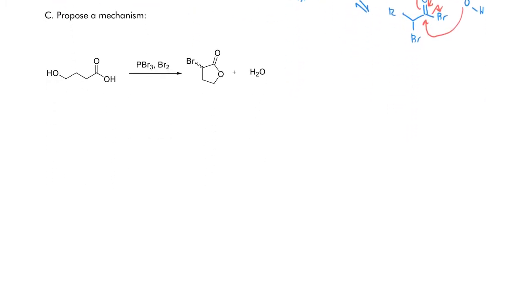So here's an interesting mechanistic alternative for the Hell-Volhard-Zelinsky reaction. So we start with a carboxylic acid. However, we have a hydroxy group at the terminal carbon. Now we treat this with the Hell-Volhard-Zelinsky conditions, namely phosphorus tribromide and bromine. However, notice no water is added. Nonetheless, an ester is formed with the alpha bromo attached. Propose a mechanism for how this might be produced.